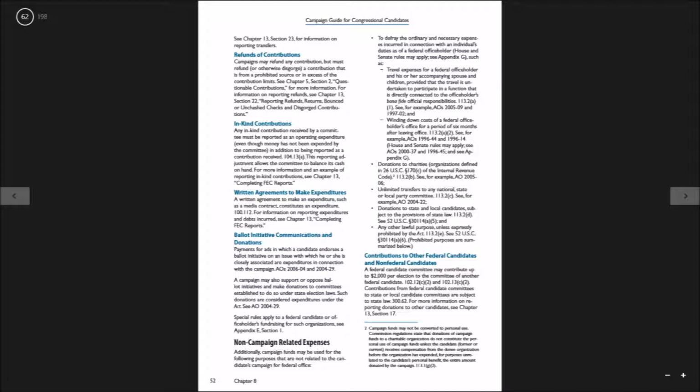Campaign funds may not be converted to personal use. Commission regulations state that donations of campaign funds to a charitable organization do not constitute the personal use of campaign funds unless the candidate, former or current, receives compensation from the donee organization before the organization has expended, for purposes unrelated to the candidate's personal benefit, the entire amount donated by the campaign.